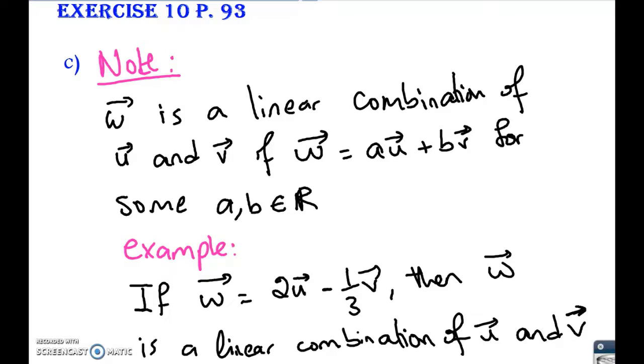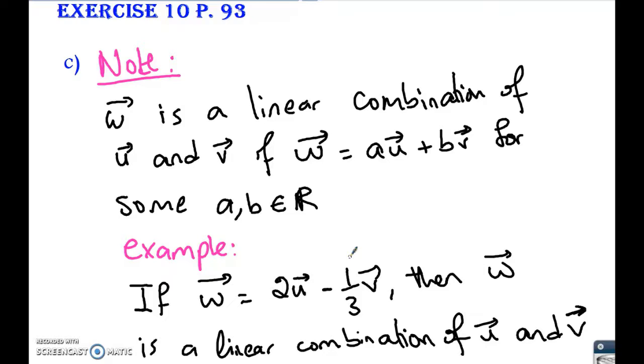So for example, if W is equal to 2U minus 1 over 3V, then W is written as a number times U plus a number times V. The first number A is 2 and the second number B is minus 1 over 3. Then I can say that W is a linear combination of U and V. Similarly, if I have a vector CD equal to 5CU plus 3UV, then CD is a linear combination of the two vectors.